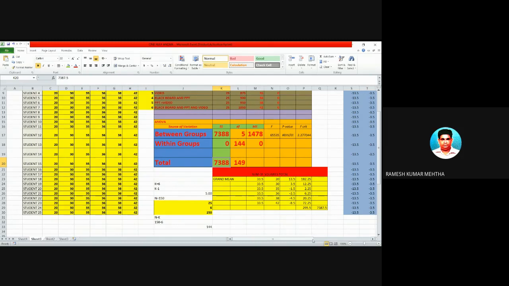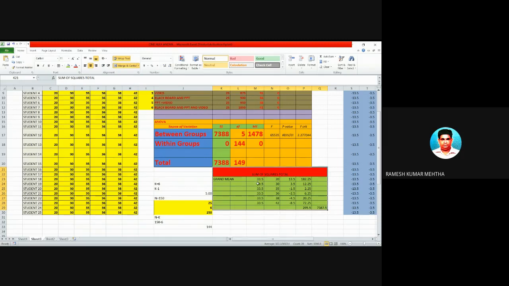So let's calculate one by one, because those are the main calculations which we are supposed to take up in this particular session. So let's take the calculations. Now here I have done the sum of squares total. If you look here, this is the area where I have calculated sum of squares. So let's talk about this particular part of our discussion.